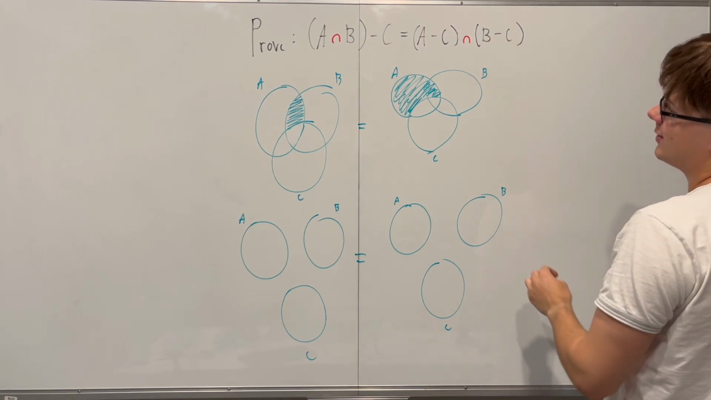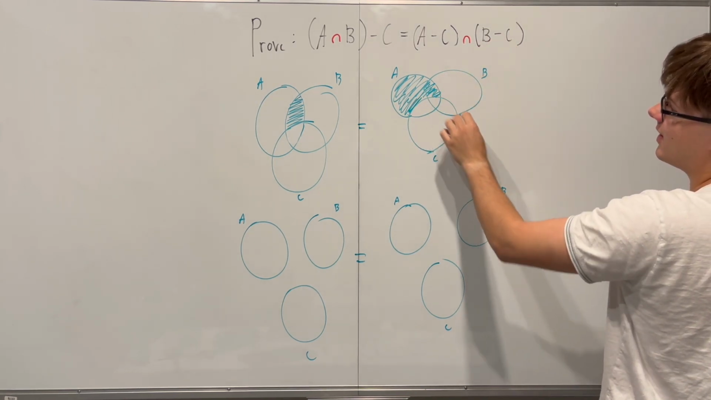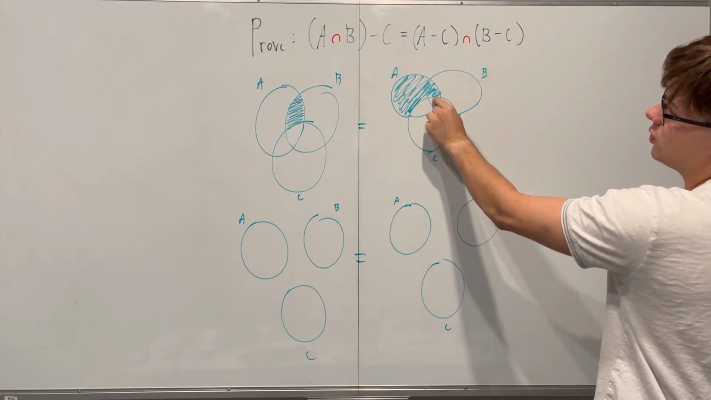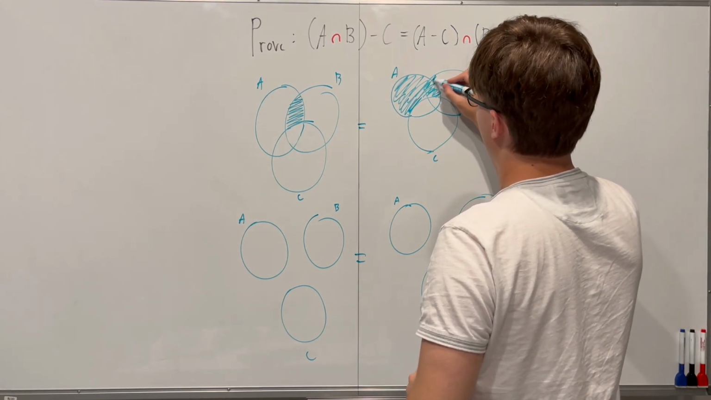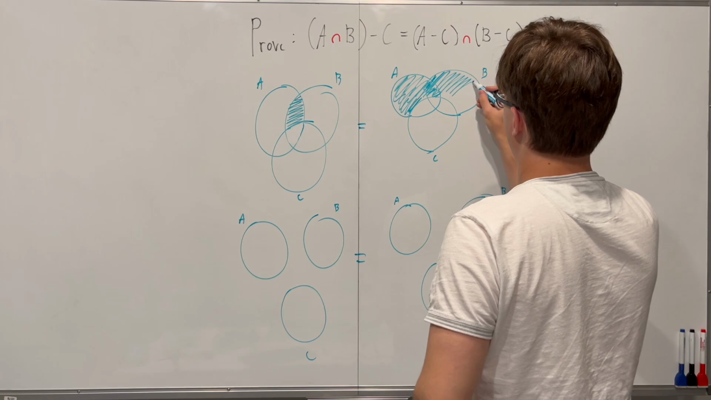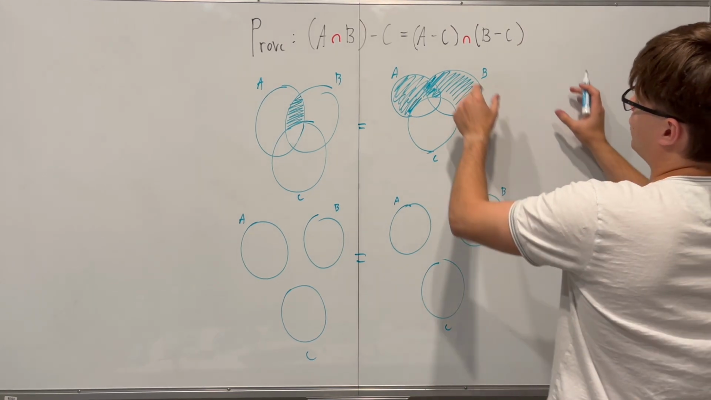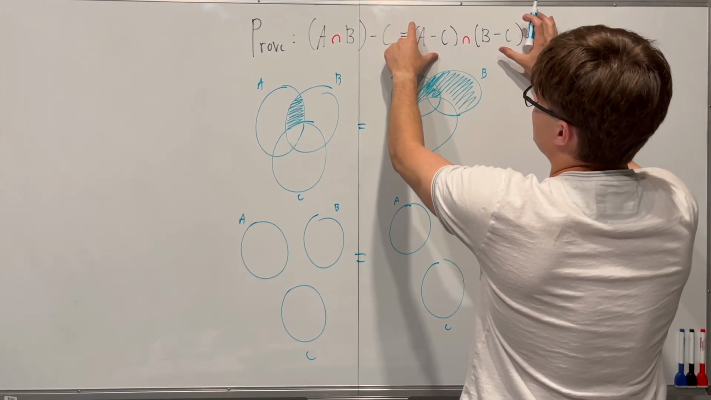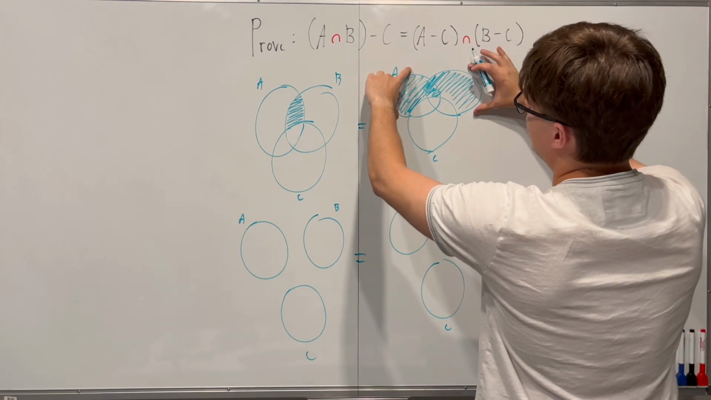Similarly, with B minus C, we're going to want to highlight all the area of B that's not in C, which is basically not going to include these two areas. So we're going to want to highlight this and then all of B. And then we're going to want to look at the intersection of these two shaded areas. So where do these two sections intersect?